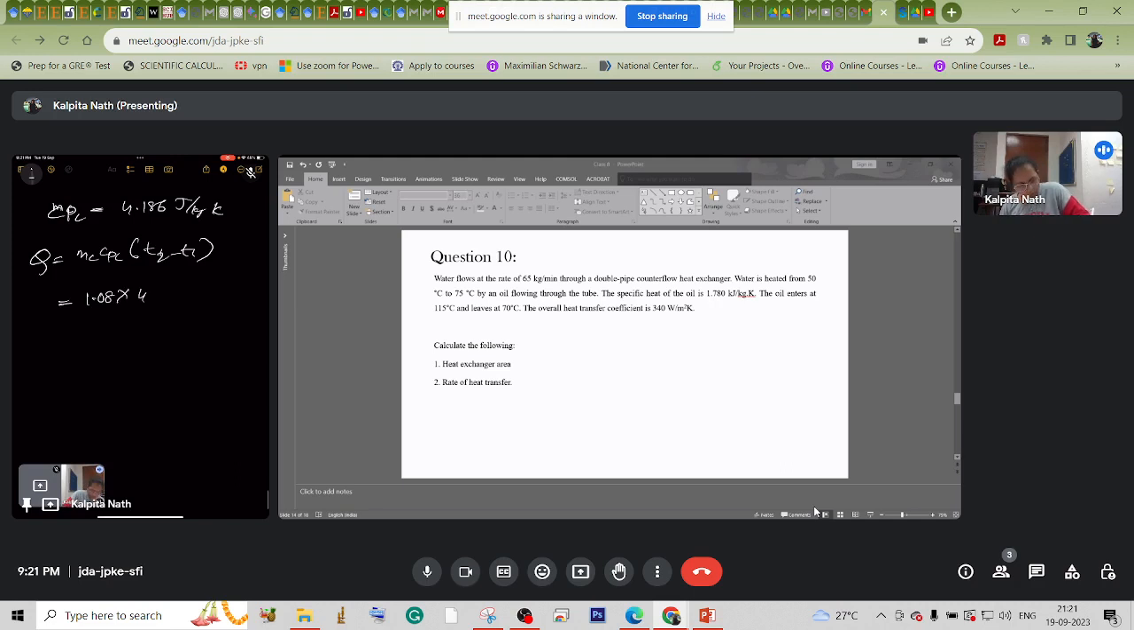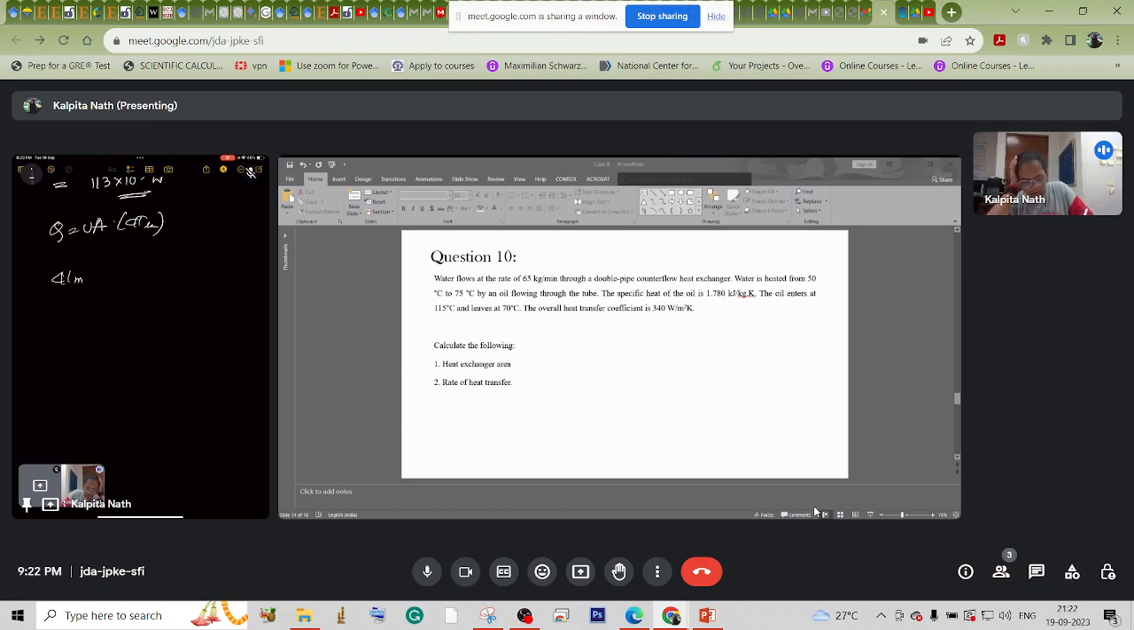1.08 into 4186 into 75 minus 8. This is 113 into 10 to the power 3 watt. Now, Q is also overall heat transfer coefficient, like surface area, and delta T log mean temperature difference.